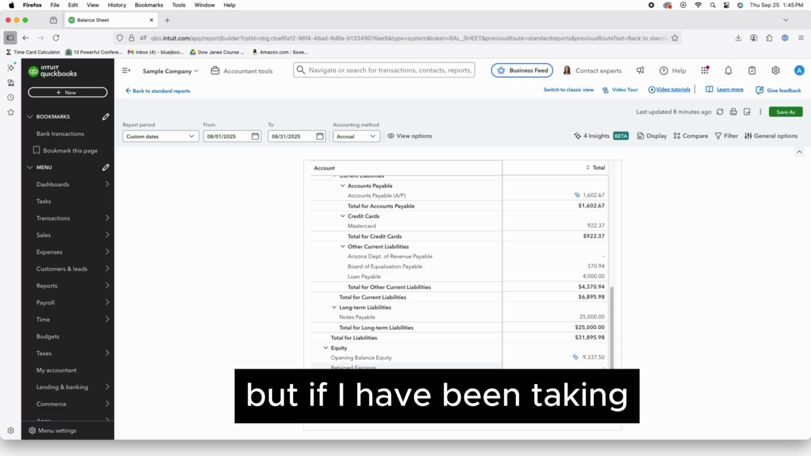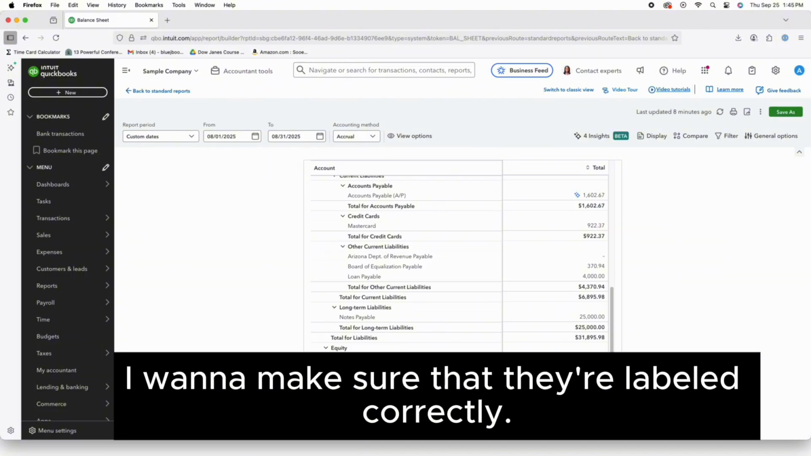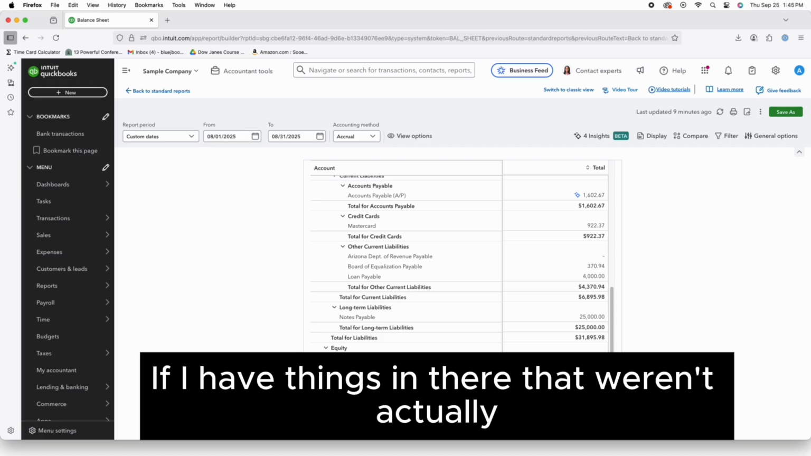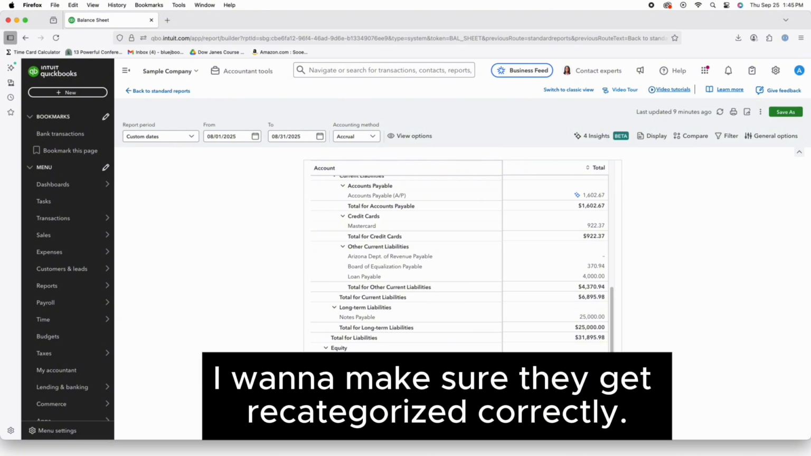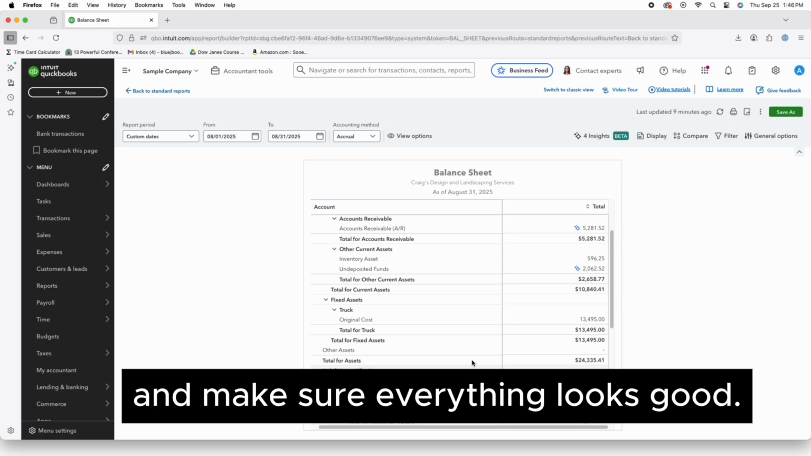But if I have been taking draws out of my business, I want to make sure that they're labeled correctly. I want to make sure that they are actually saying they're coming to me. If I have things in there that weren't actually coming to me, I want to make sure they get recategorized correctly. I just want to look through all this and make sure everything looks good.